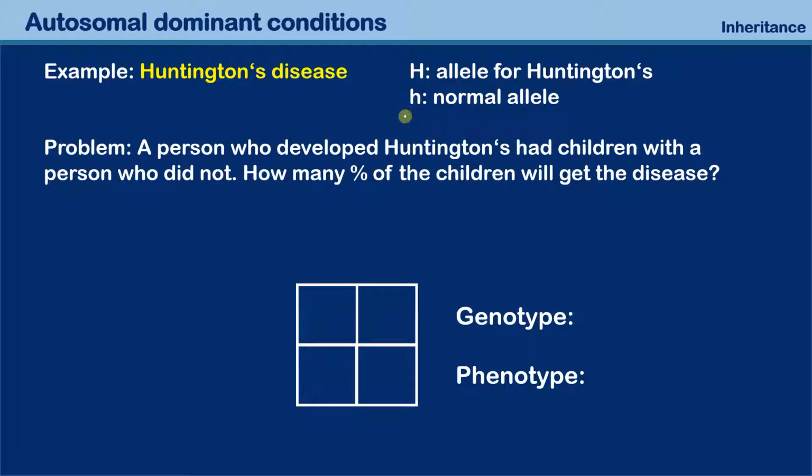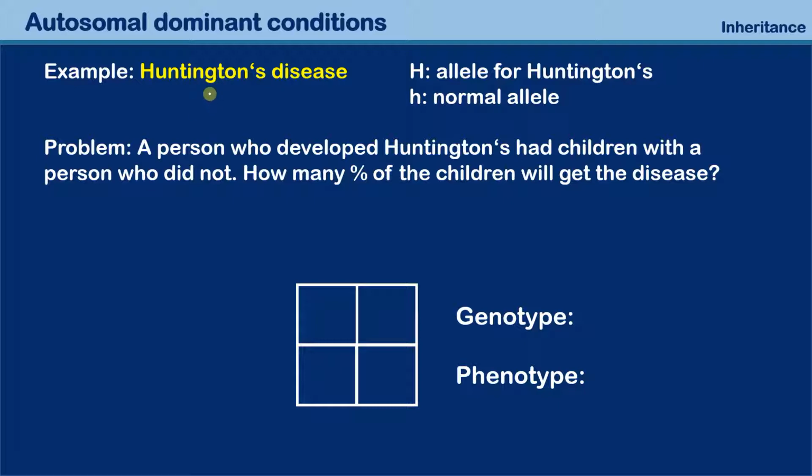Let us now have a look at autosomal dominant conditions. In this case, Huntington's disease, Huntington's disorder. This is a degenerative disease which, if you have carried the allele, then you will develop later in your life. It is a form of dementia.